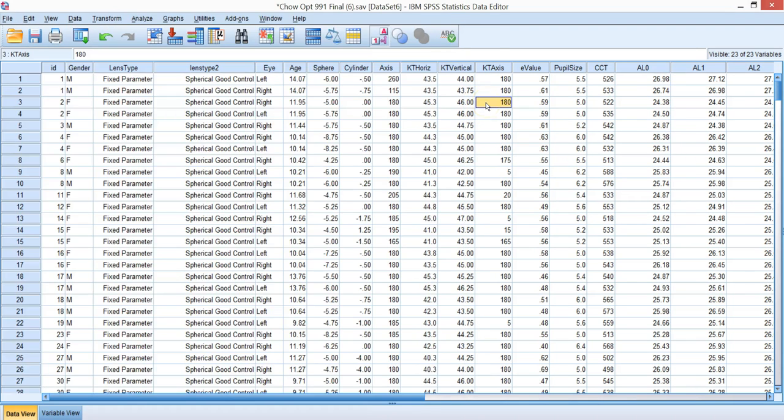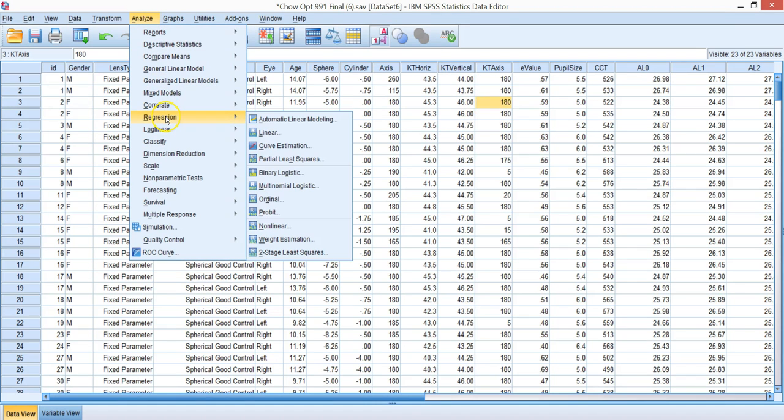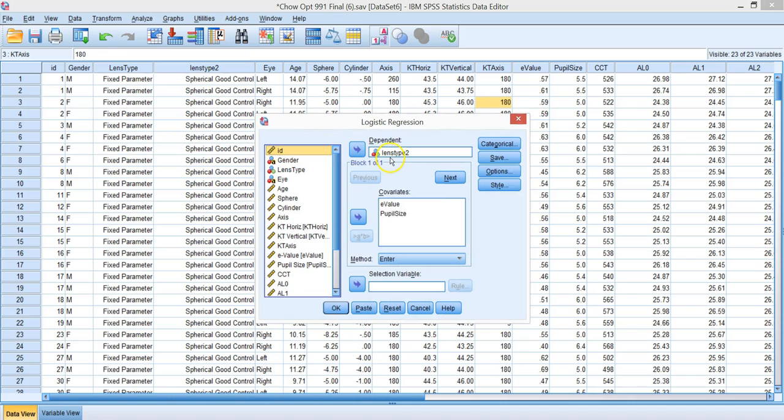And so we're going to go into Analyze, Regression, Logistic regression, very similar to linear regression, except now our outcome variable is going to be binary. So we use binary logistic. And we're going to select lens type 2. So our type of lens is now the outcome. And the covariates that we're going to look at are E-value and pupil size. These are going to go into our regression equation.